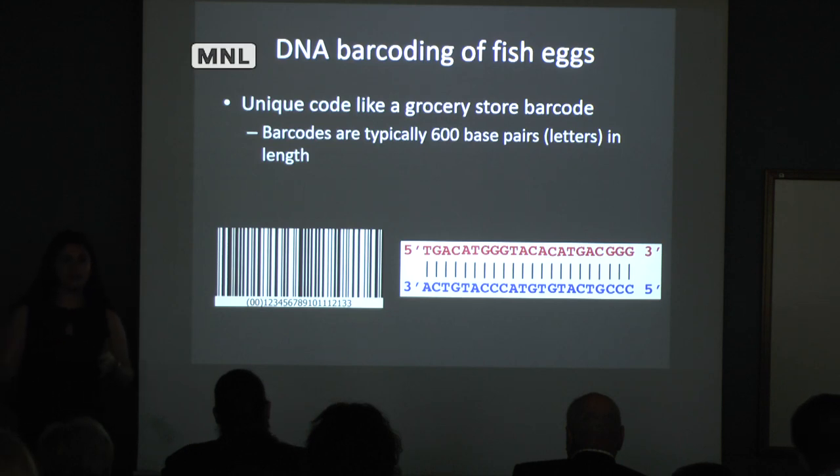Well, with DNA, we need to use a little bit more code because DNA is made up of 4 different letters, A, C, G, and T. And so compared to 9 or 10 different numbers, you need to have a lot more going on. There's a lot more species in the world than there are products in the grocery store. And so the barcodes are typically around 600 base pairs, or 600 letters.